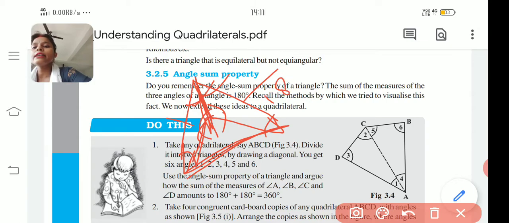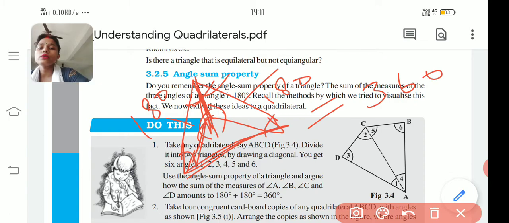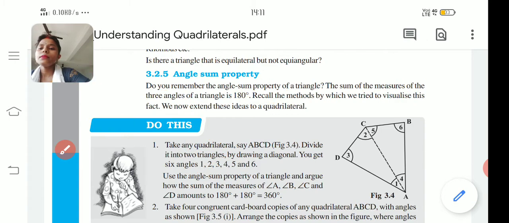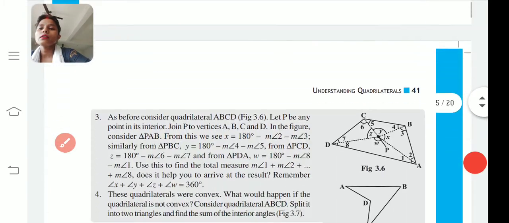The sum of this triangle is 180, and the sum of this triangle is also 180. So the sum of all the angles of this quadrilateral is equal to 360. Okay, now see the next topic.